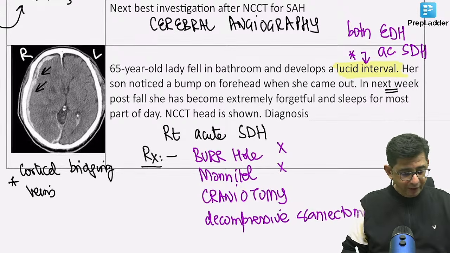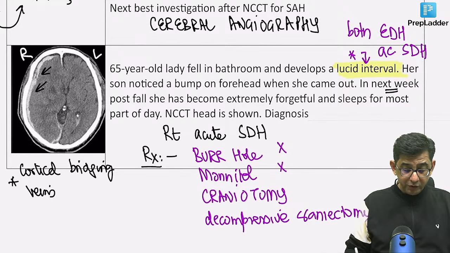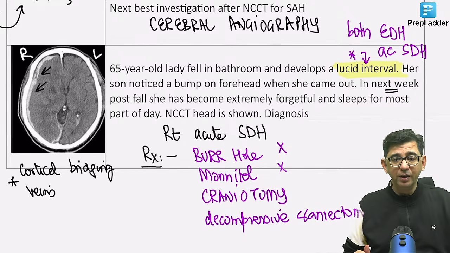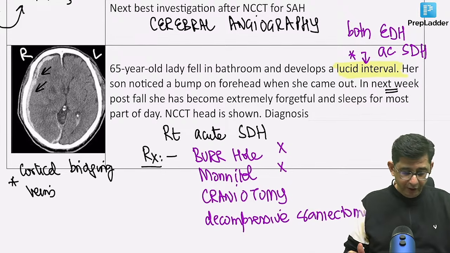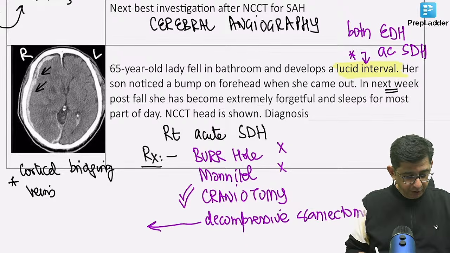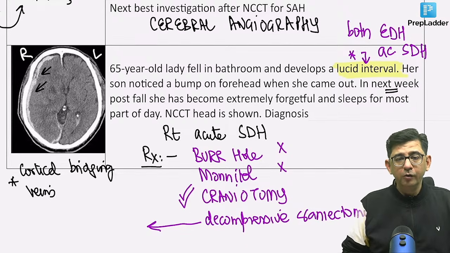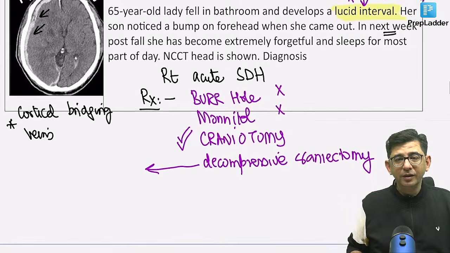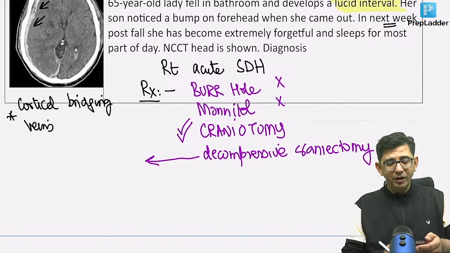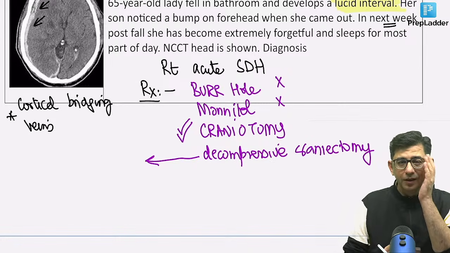It is not mannitol which is used in this patient. Yeah, if there's a midline shift and there was a brain herniation, I'll go for burr hole. The main treatment for this patient would be a craniotomy. Decompressive hemicraniectomy kab karte hain? Fark kya hota hai dono mein, by the way? What is the difference between a craniotomy and a decompressive hemicraniectomy?